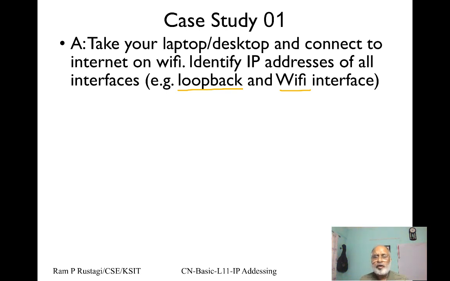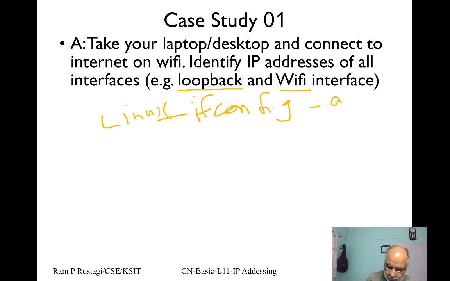If you are using, let's say, a Linux machine, on the terminal you can issue the command ifconfig -a. It will list all the interfaces, and whichever interface has an IP address, it will give you that IP address. This is for Linux. If you are using Windows, you can use ipconfig, and then get the addresses, or you can look at the network tool and find the addresses.